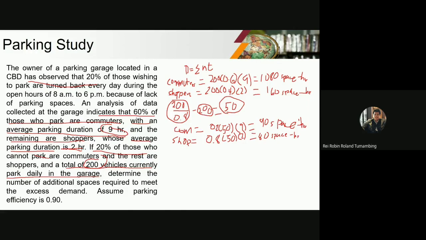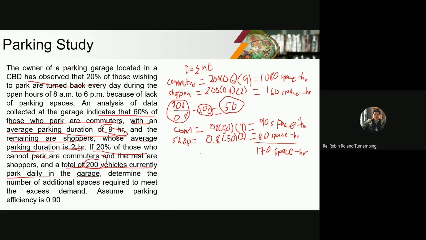Okay, so therefore, our total demand, no? Although hindi naman tinatanong, our total demand is 1,080 plus 160 plus 90 plus 80. So that is equal to 1410. Okay? So, ang hindi na lang natin nasa-serve is yung total nitong dalawa. So that is 170 space hours. Okay? 170 space hours, yun yung total space hours na hindi natin nasa-serve.